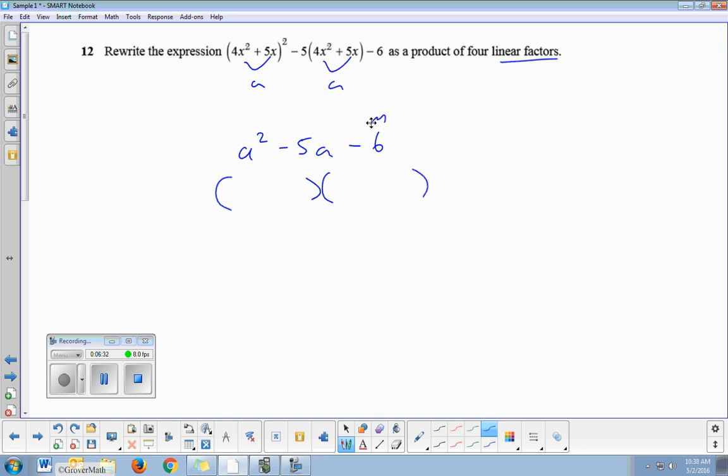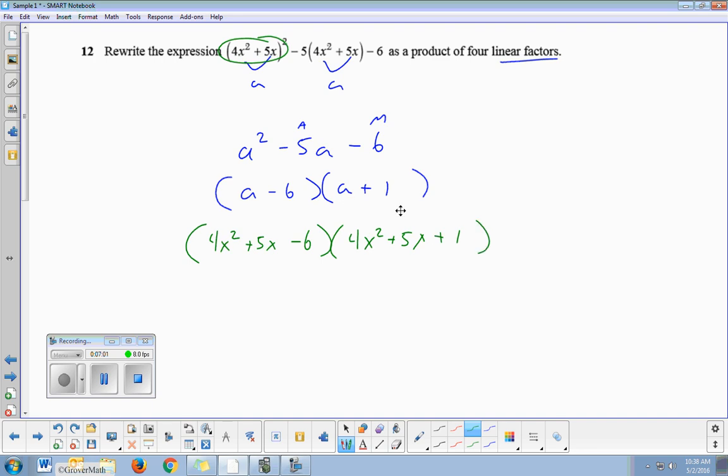What multiplies to negative 6 and adds to negative 5? That would be a minus 6 and a plus 1. But see, the issue is it's not a. A is 4x squared plus 5x. So what I really have here is 4x squared plus 5x minus 6 and 4x squared plus 5x plus 1. So the a plus 1 is the 4x squared plus 5x plus 1, and the a minus 6 is the 4x squared plus 5x minus 6.